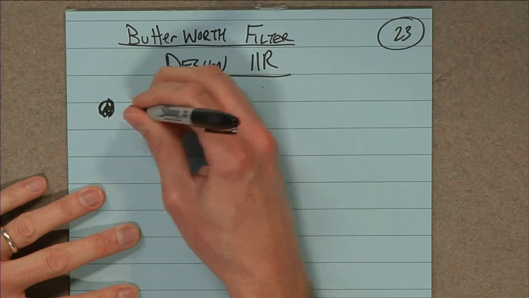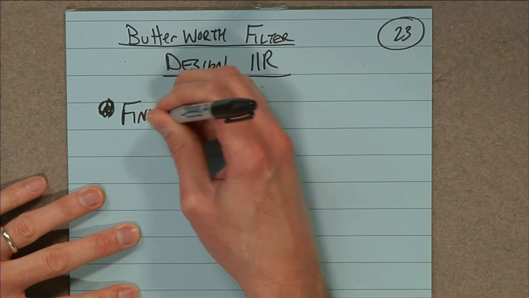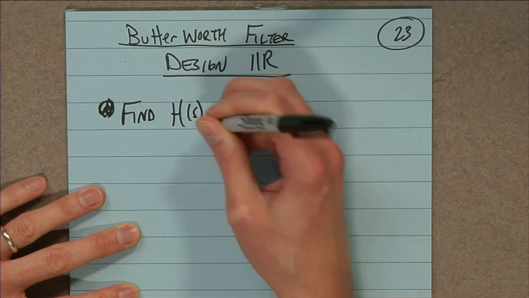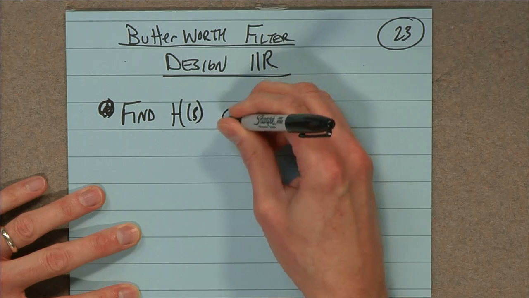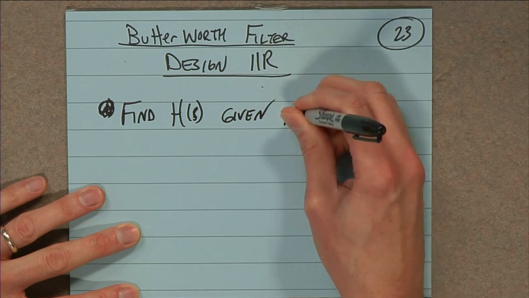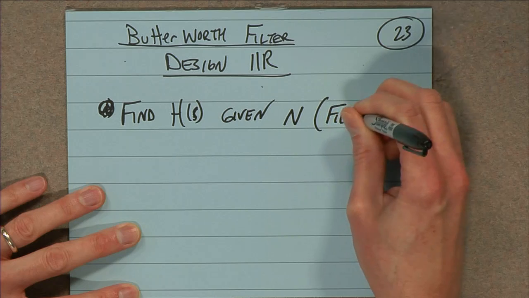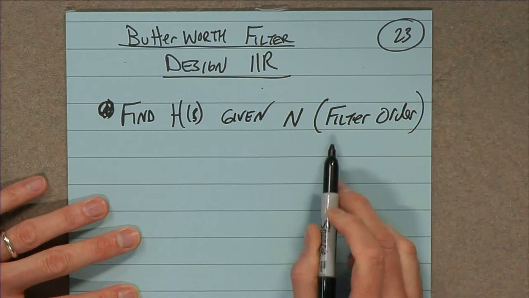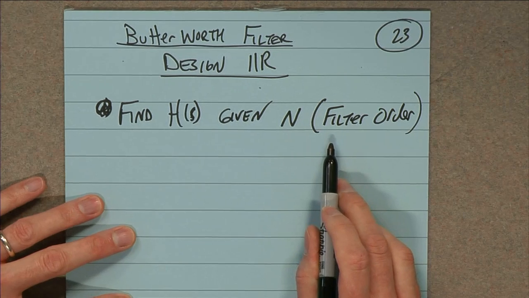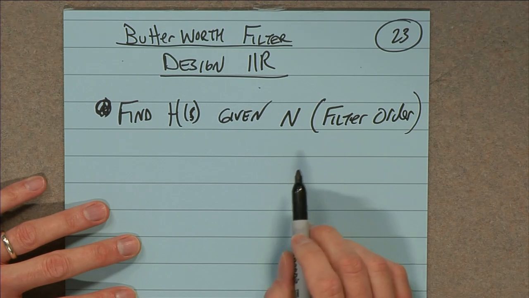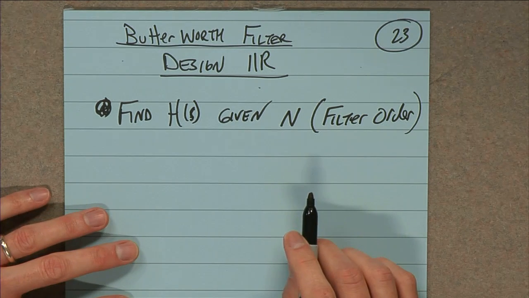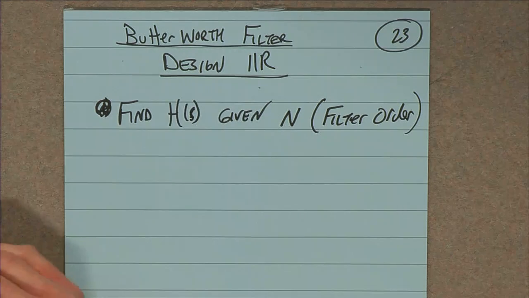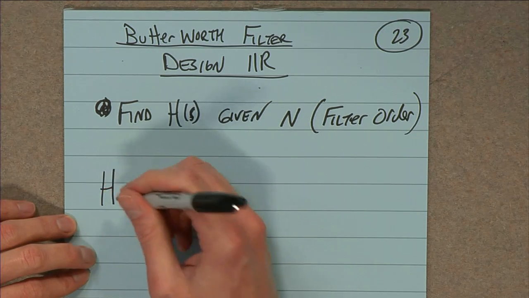So actually, that's right. We're going to find H(s) given N, which is the filter order. Later we're going to talk about how to get the filter order. It's a pretty minor step. It's easy to do, but it's kind of a distraction at this point. So the Butterworth filter is a maximally flat filter. There's no ripple.